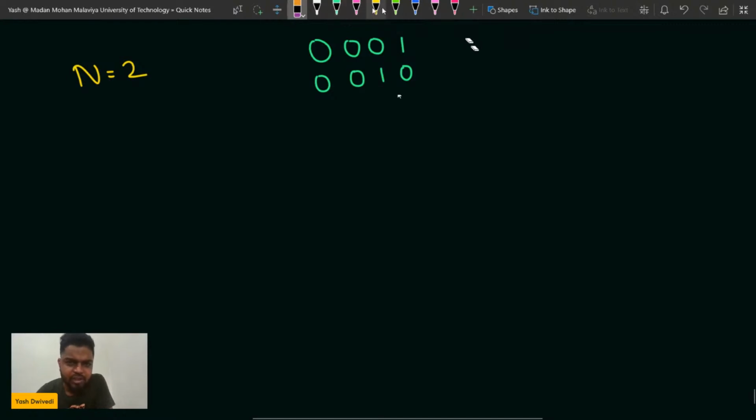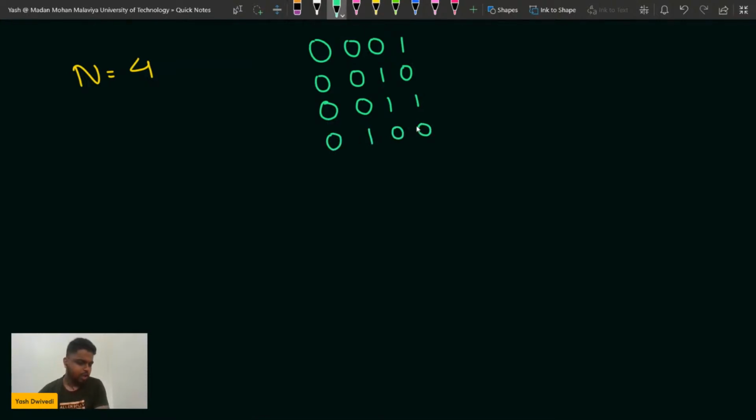Then if I move further and write for 3, so 0 0 1 1. Do I find any pattern for n equal to 3? I don't think so, because I cannot see any pattern. If I write n equal to 4, let me write it properly, this will be 0, this will be 1, this will be 0, this will be 0. I need to find a pattern which can help me out. Please write pat in the chat.